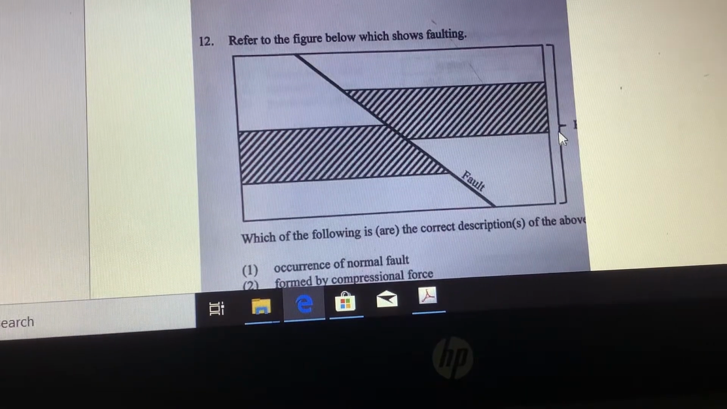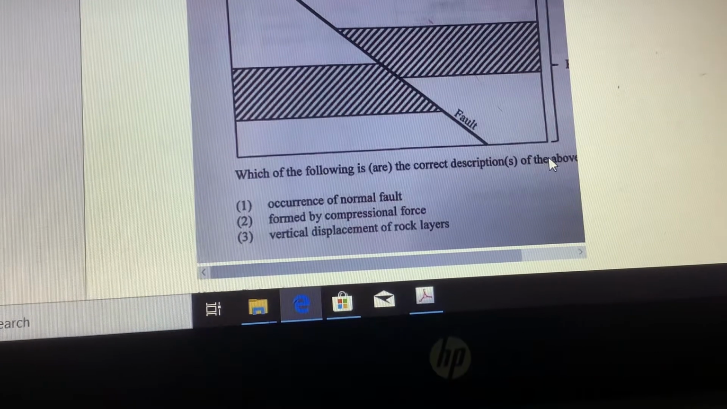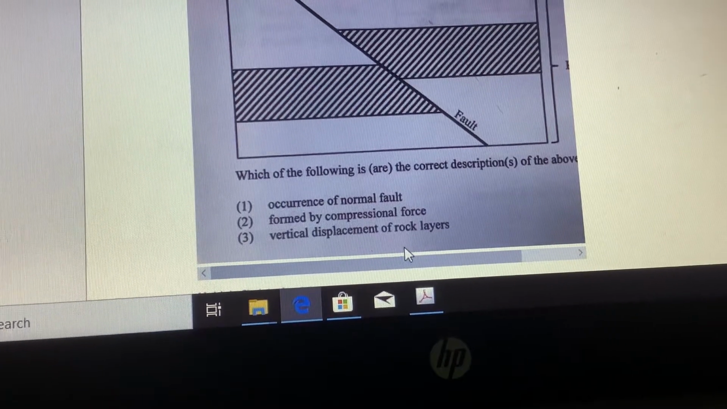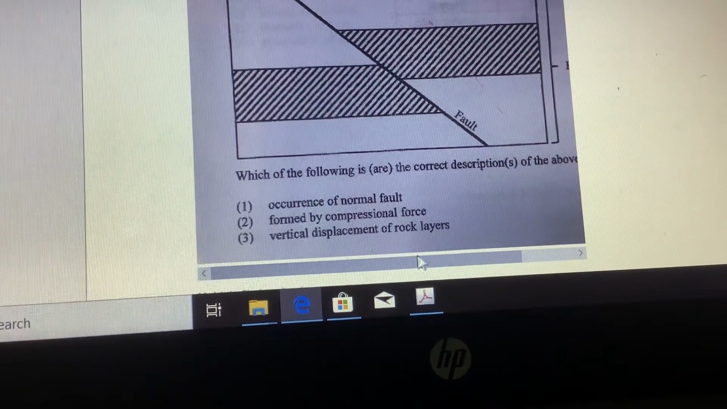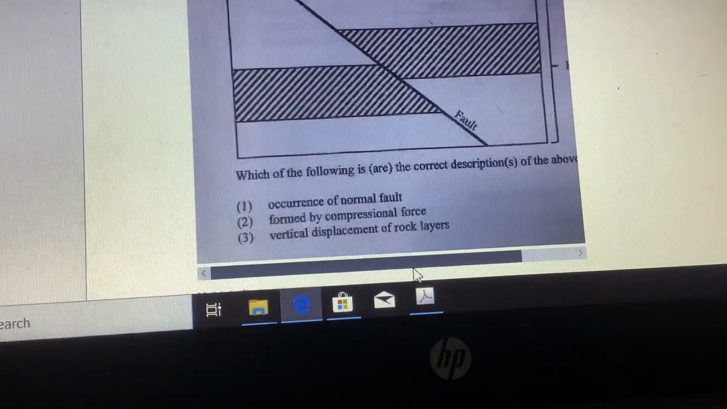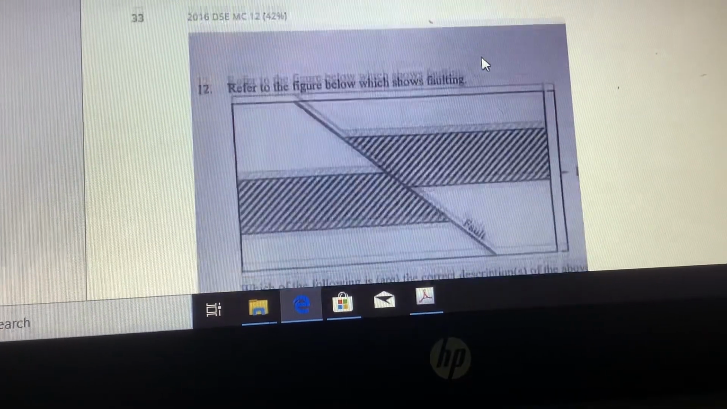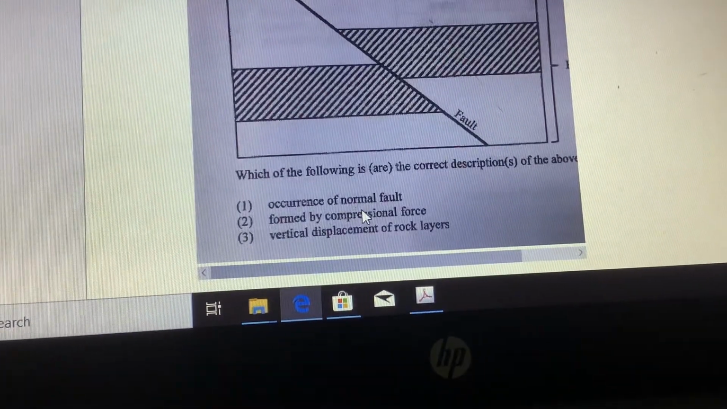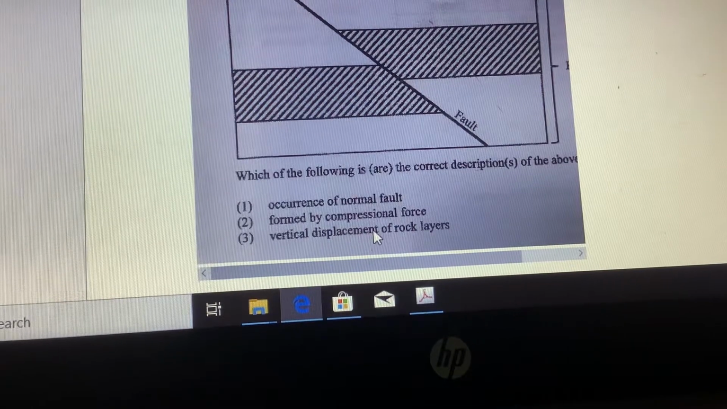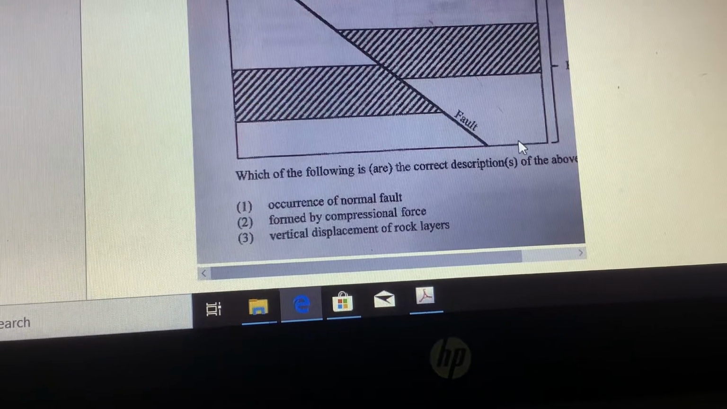I'm not going to show you the whole thing here. Which of the following are the correct descriptions of the above diagram? This is talking about the normal fault. Is it a normal fault? Is it caused by tensional force? I'm doing it like this, and then this one rises up. Number 2 is correct. Vertical displacement of the rock layers, isn't it? Is there vertical displacement? Yes, because it says rise up.